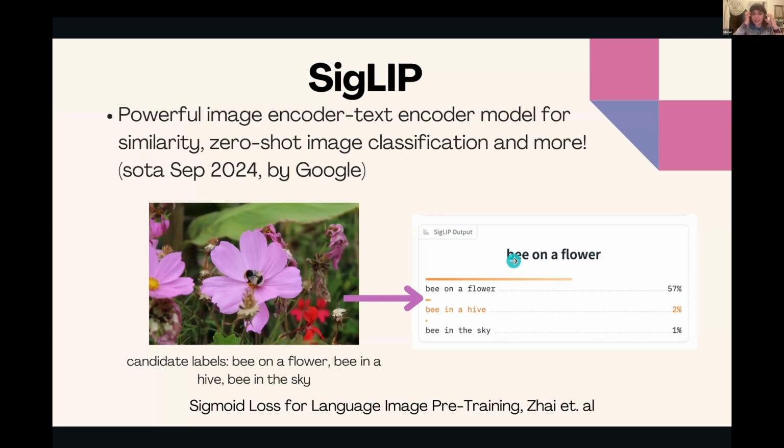So SigLIP is the most powerful image encoder text encoder model. It's just like CLIP, but with sigmoid activation in the end. And the good thing is, this is also open source, and people are training vision language models based on it, which I'm going to show later.